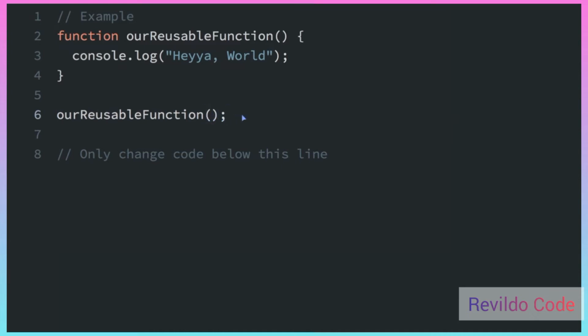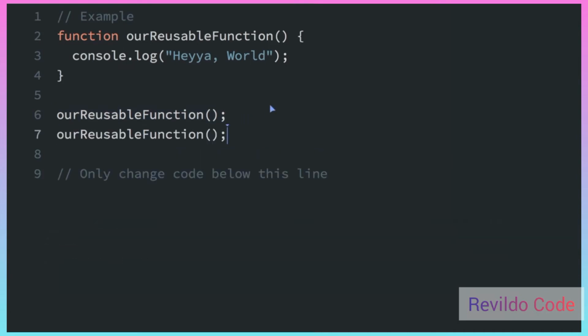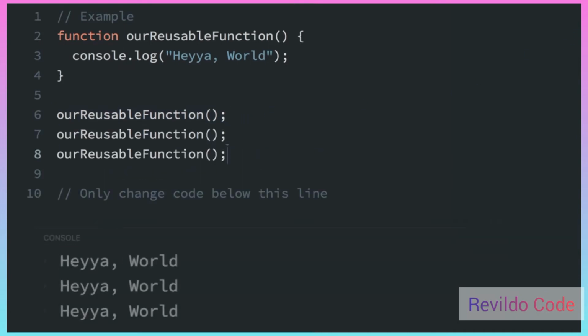So every time this function is called just like this, the console is going to say, "Hey, world." So if we load the console right now, you can see it says, "Hey, world." And if I just copy this and paste it a few times, we'll see that it's going to say, "Hey, world, hey, world, hey, world" in the console. Since we have run the function 3 times, we see the words "Hey, world" 3 times.